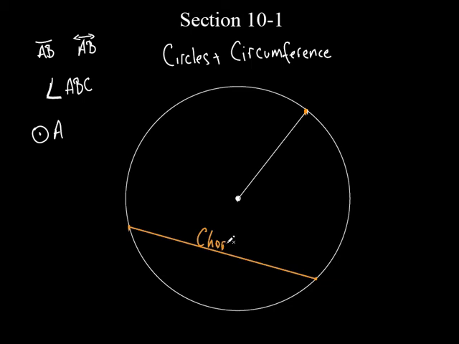Did you look it up, or did you already know? Yeah. So this is the chord. All right? So we call it a chord. It's a line segment that connects 2 points on the circle. Let's just name that. That'd be the radius.